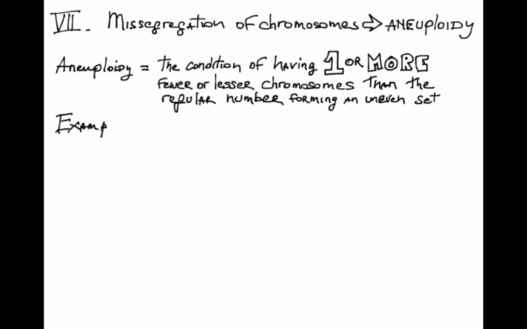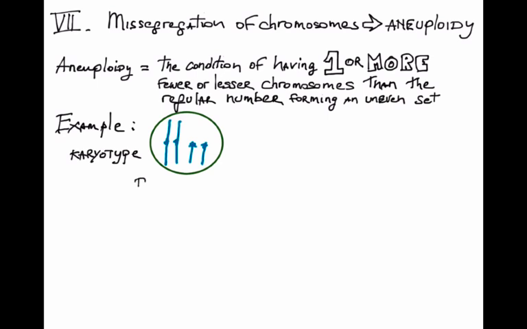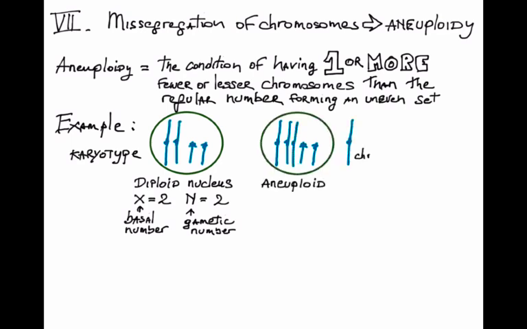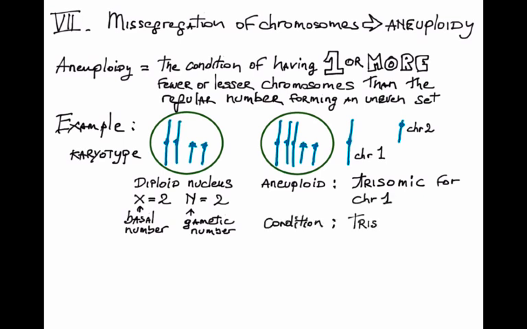To clarify this, let's consider the karyotype of a diploid cell with a total number of 4 chromosomes. X, the basal chromosome number, in this case is 2. This is also the number of chromosomes expected in a gamete of this species, called N. This aneuploid has 5 chromosomes instead of 4, 3 copies of chromosome 1 and 2 copies of chromosome 2. In this karyotype, chromosome 1 is trisomic and the condition is referred to as trisomy 1.